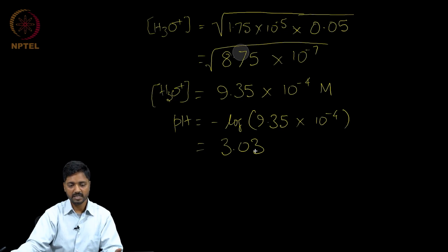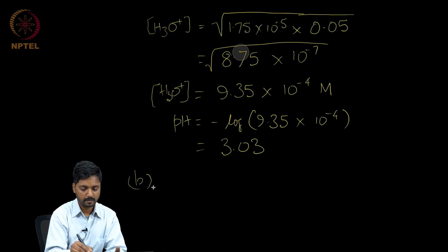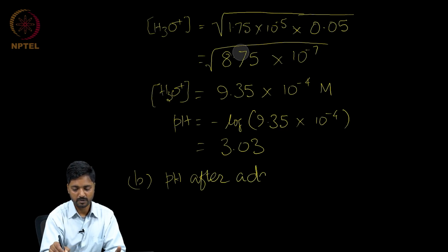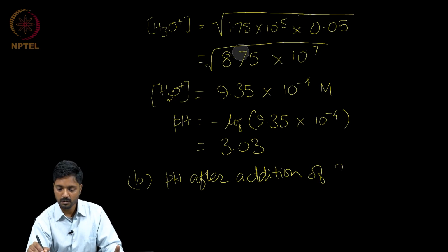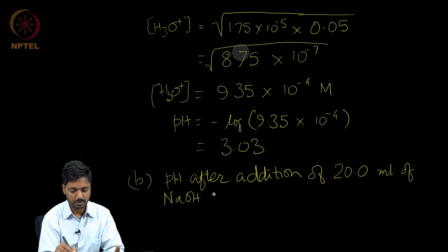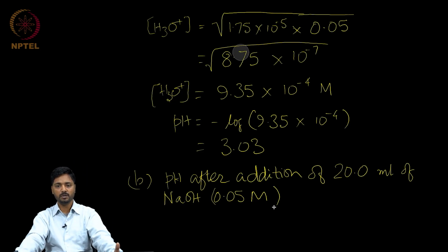So, let us take an example where we have added 20.0 ml of sodium hydroxide, which was again 0.05 molar, and calculate the pH after this addition. We need to calculate what is the pH of the medium at this stage.